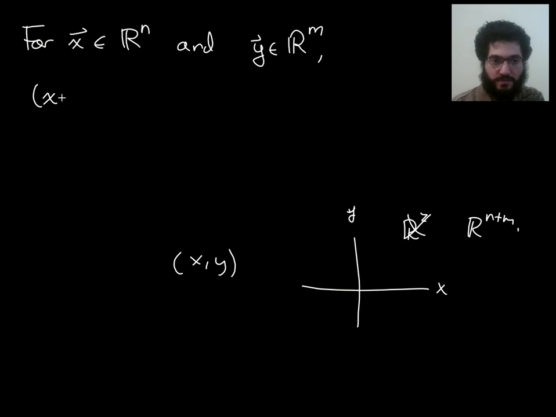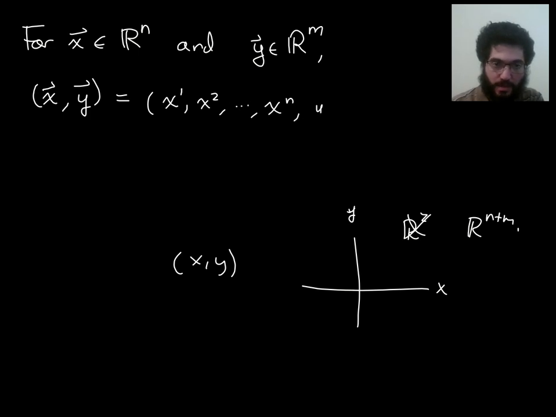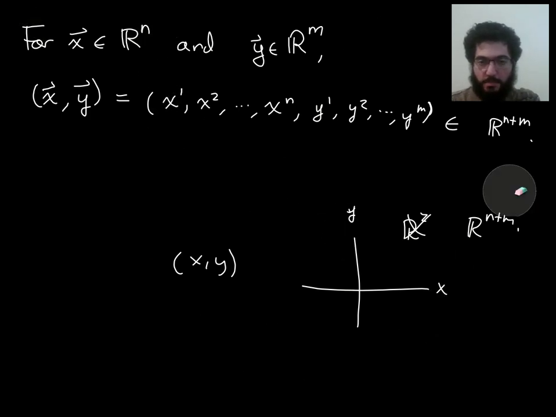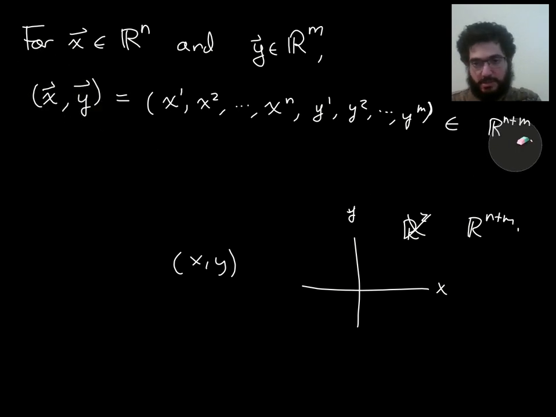So for convenience of notation, we'd like to still write them as pairs, but what you're supposed to understand when we write a pair is that it means x1, x2, etc. all the way up to xn, and then y1, y2, etc. all the way up to ym, as an n+m tuple. In the previous video, we just had n and m both being 1. So the pair (x, y) just stood for something in R^2.